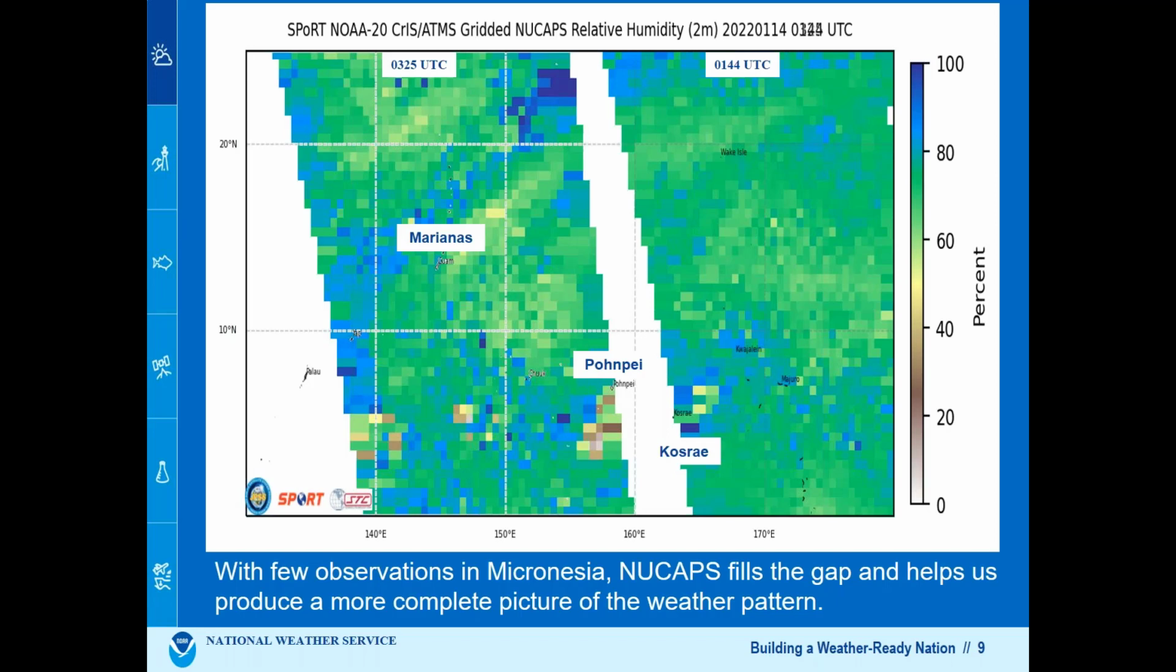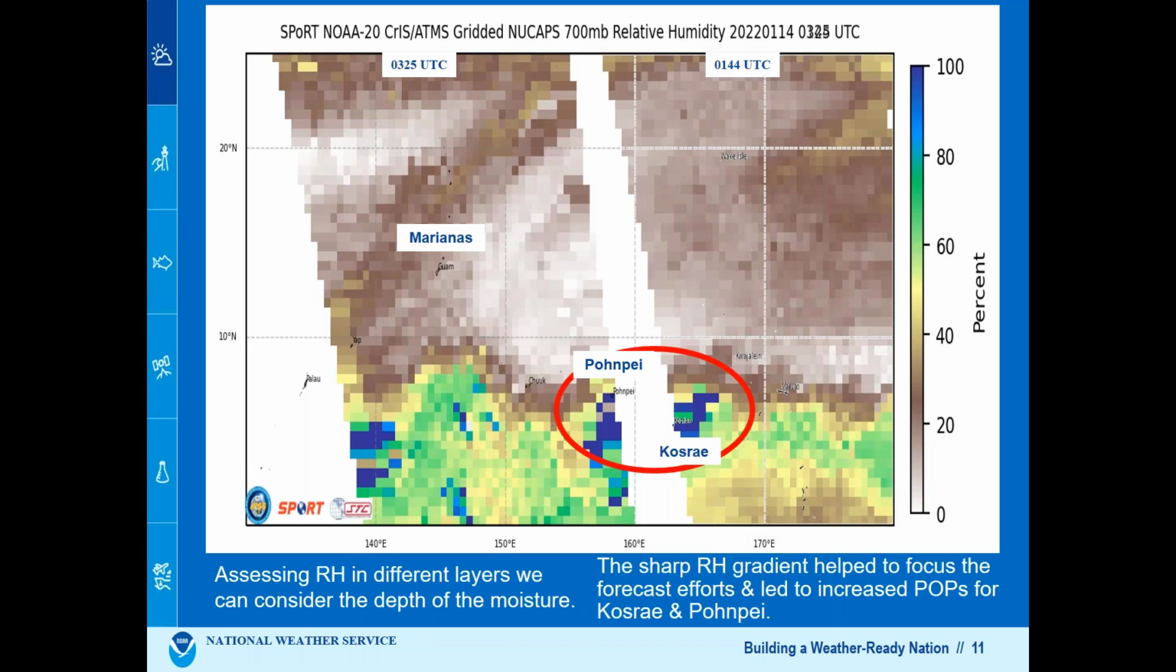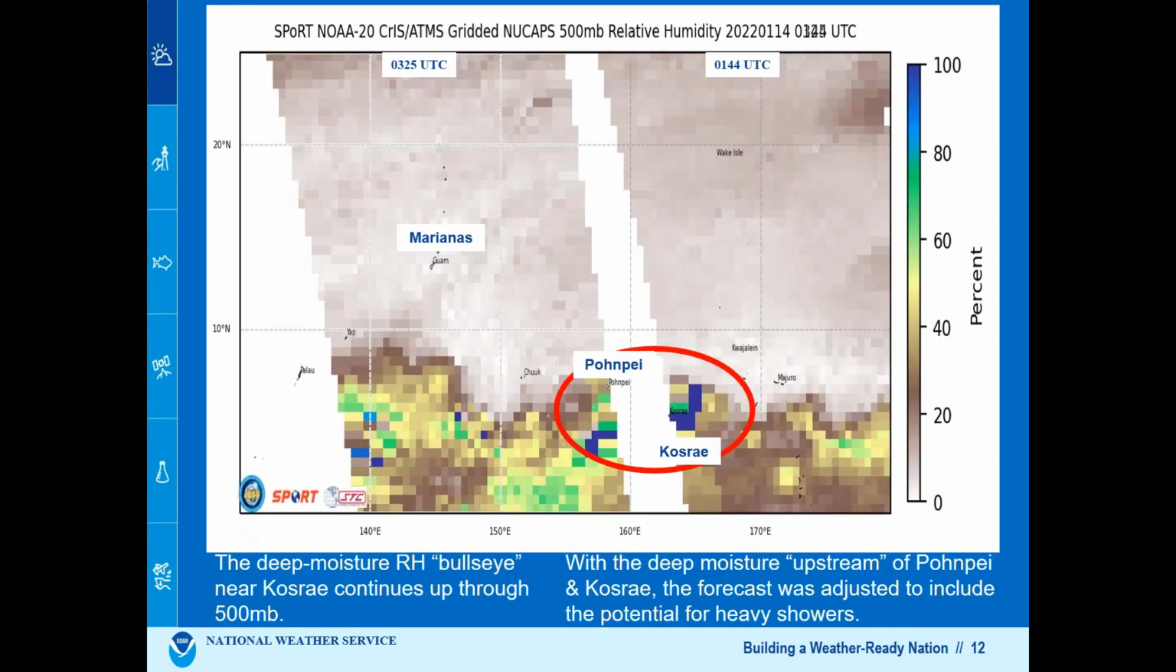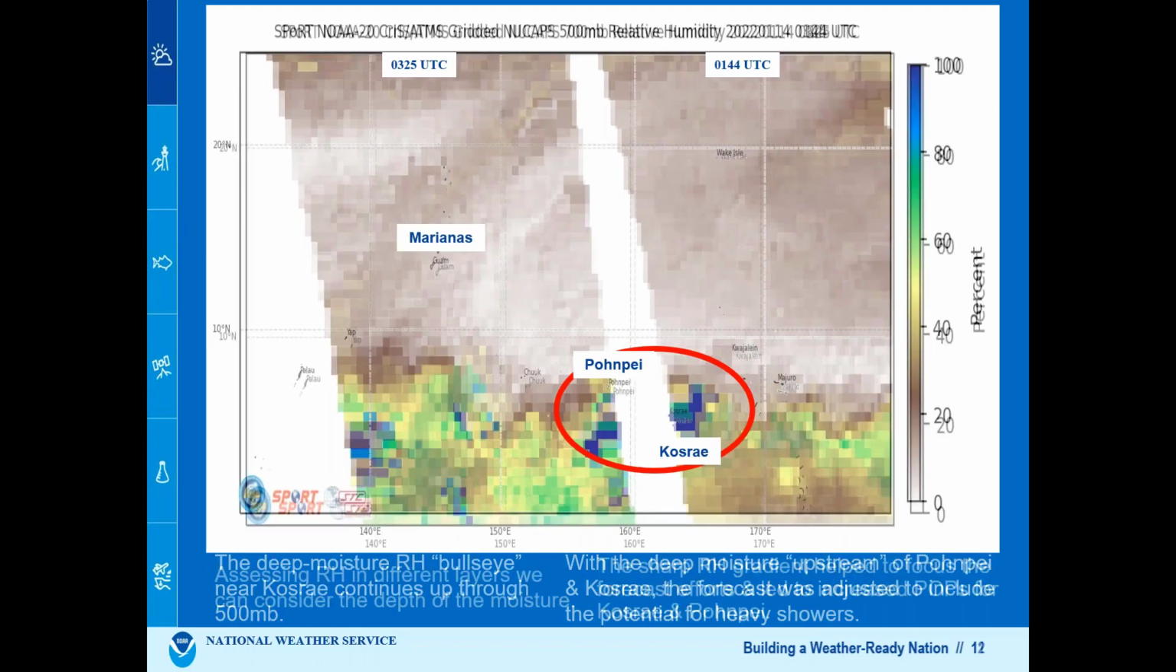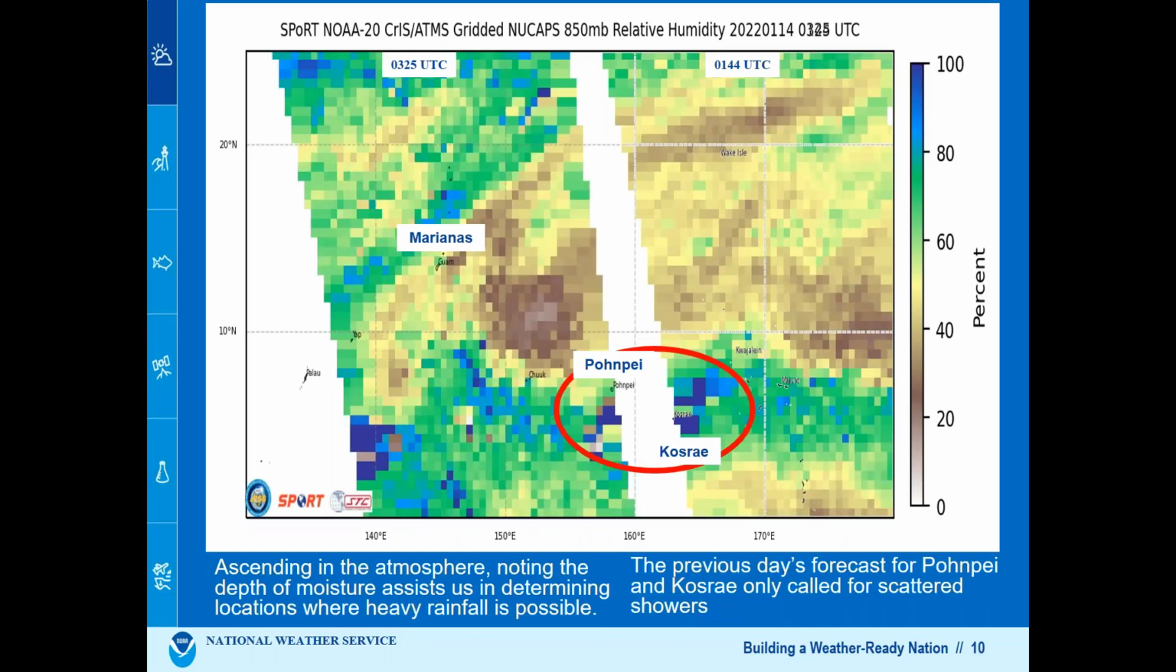But if we go to the next slide, next slide, please. As we start to move up in the atmosphere, now we're looking at around 850 millibars. We can see it cuts off a little too far, but that's all right. You can see this sharp gradient right around 5 to 6 north. Well, that's the trade winds pushing a lot of dry air into the region.